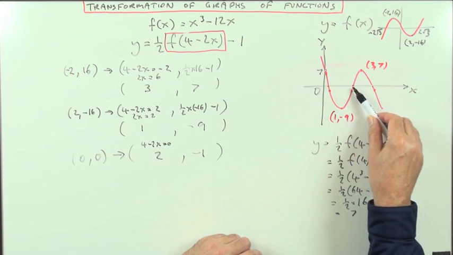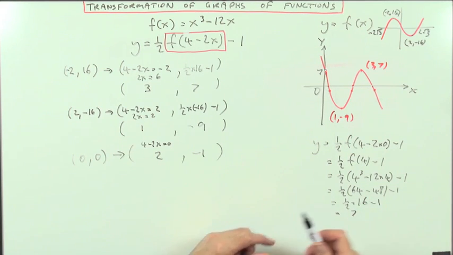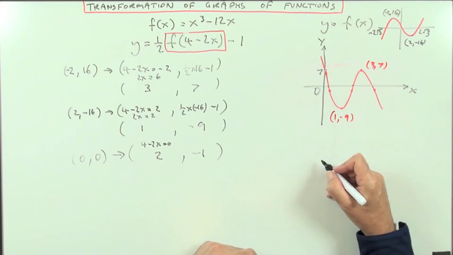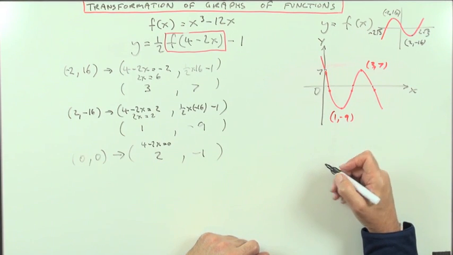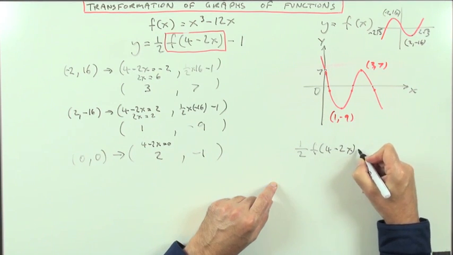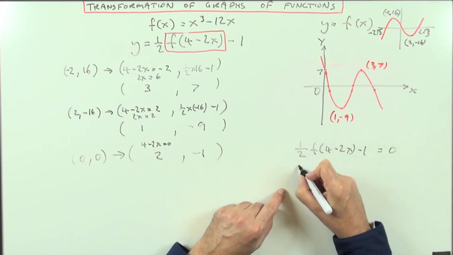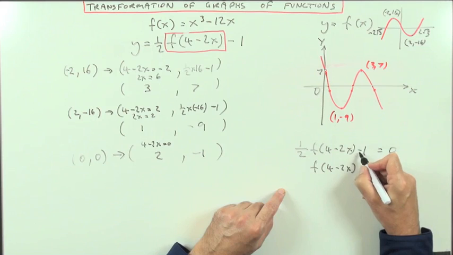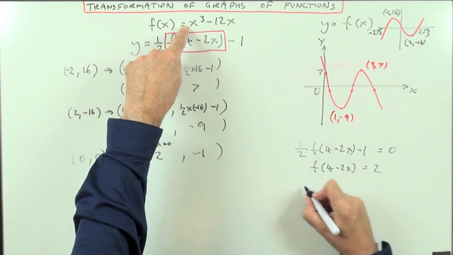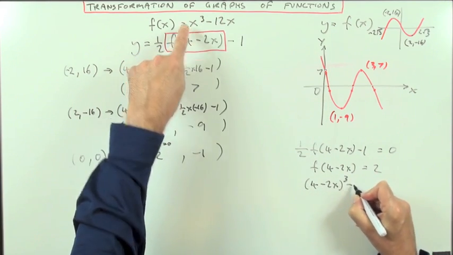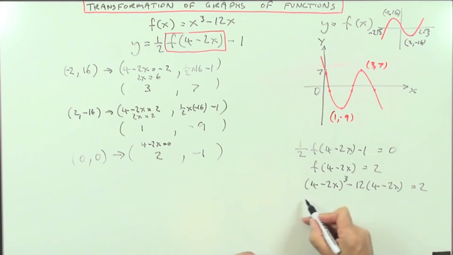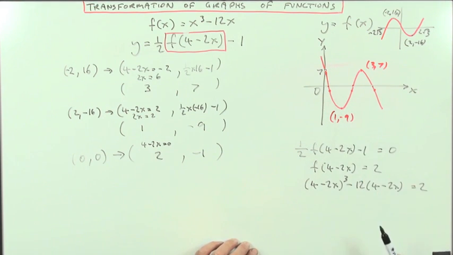However, finding where the new graph cuts the x-axis is a little bit more complicated, and you probably wouldn't be asked for that. To find where the new graph cuts the x-axis, that's like saying the new y-coordinate has got to be 0, in which case I'd have to solve this. Half of f of 4 minus 2x, minus 1 has to equal 0, which means I've got f of 4 minus 2x equals 1, then doubled, equals 2. And what does f do to this if it operates on it? It will be 4 minus 2x cubed minus 12 times the thing it's operating on, 4 minus 2x, equals 2.